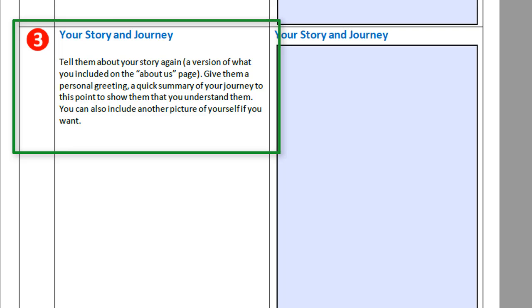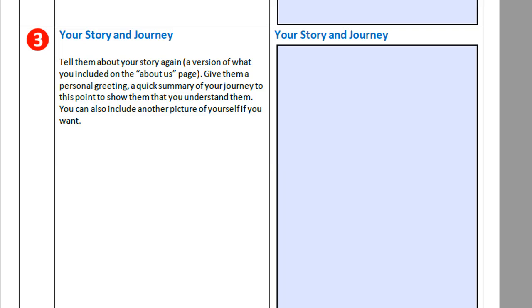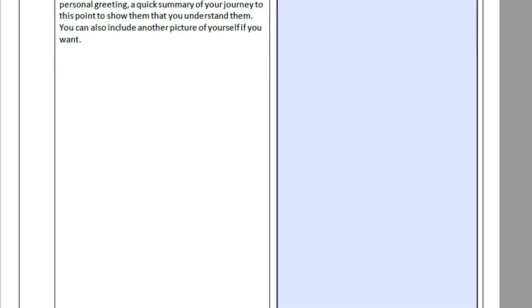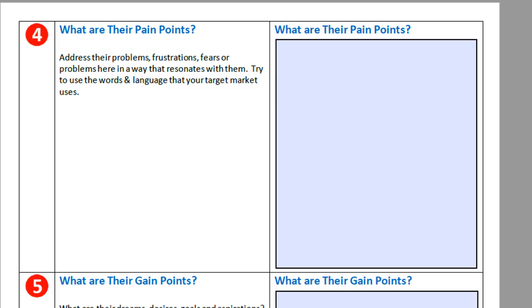So again, just give them a quick personal greeting, a little bit of a summary of the journey to this point. And what we want to do here is we really just want to show them that we understand them. Okay, this is very, very important. And again, if you want, you can go ahead and include another picture or a number of other pictures as far as this is concerned. Not necessarily, again, of you being the stuffy corporate person, but maybe doing something a little bit more lighthearted, or maybe something that is more particular to the particular product or service that you're delivering.